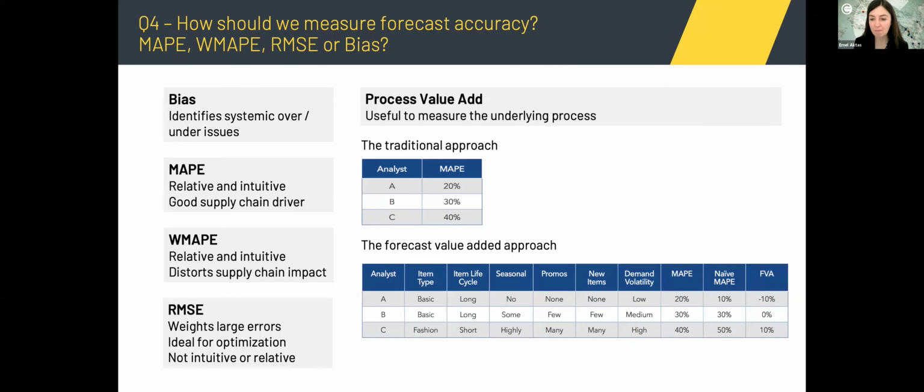So the general suggestion is that we should ask analyst A to focus on something else that the system cannot forecast very well, rather than overriding forecasts coming from the system for products such as the one that he or she is managing, a basic long life cycle item. So I guess that's kind of the key messages I would like to give here.